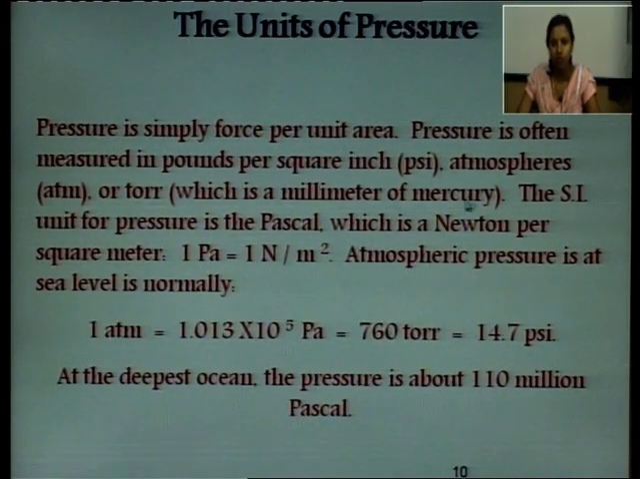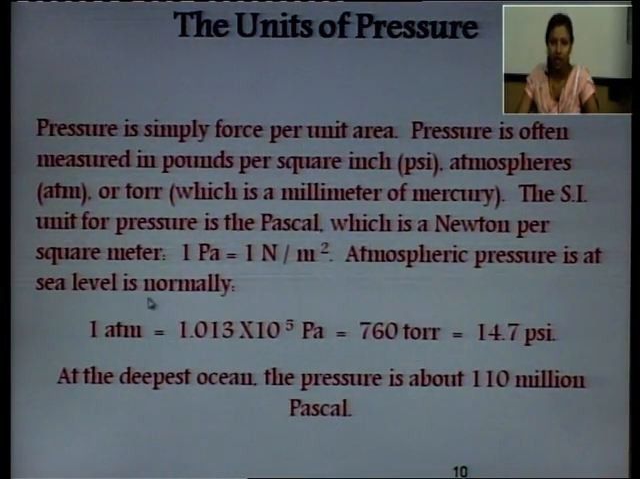We also use millimeter of mercury, depending upon if we use a mercury barometer to measure the pressure. The SI unit for pressure is Pascal because force is in Newton and area is in square meter. So 1 Pascal is equal to 1 Newton per square meter.